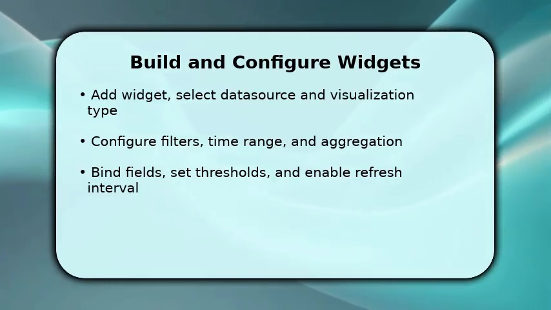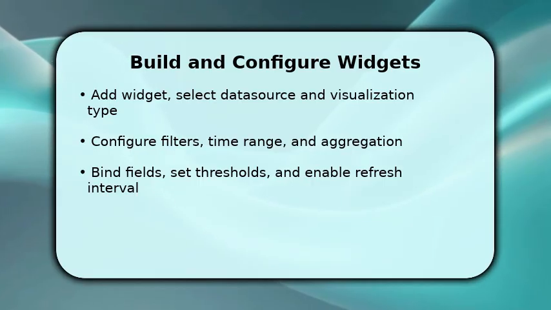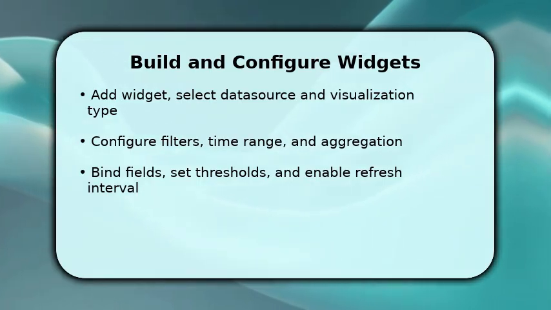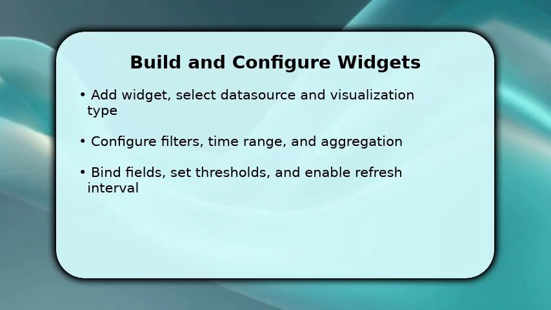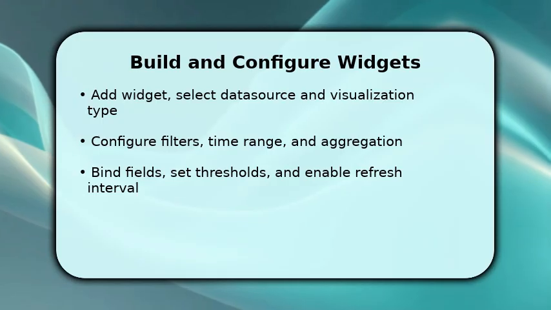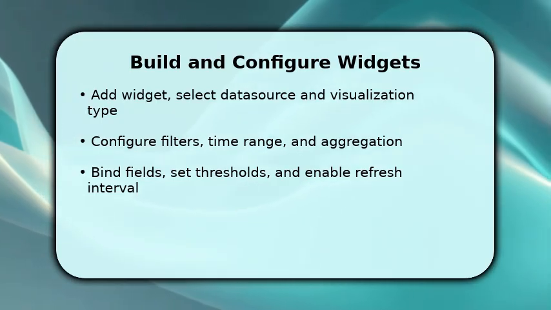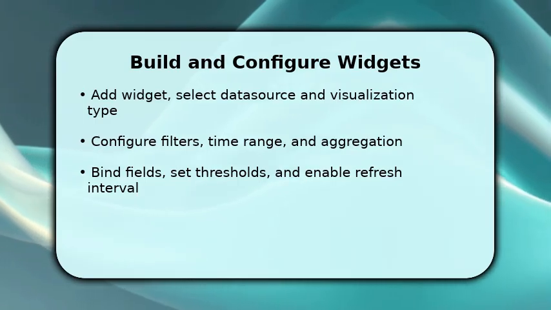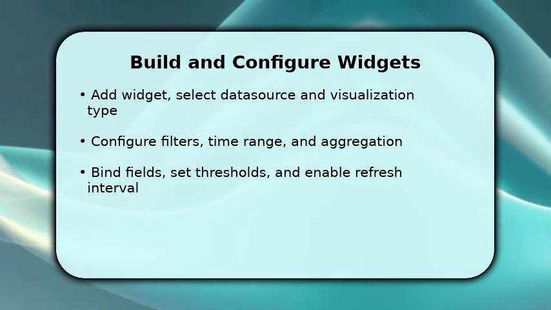Choose the data source and the visualization type that matches your question. Configure filters and time range to narrow results. Pick aggregation methods so metrics compute correctly. Then bind fields to axes or labels, set thresholds and colors to highlight outliers, and enable an appropriate refresh interval to keep data current.